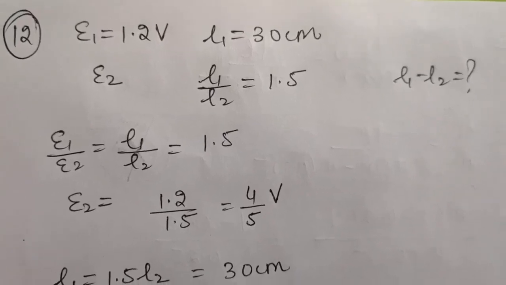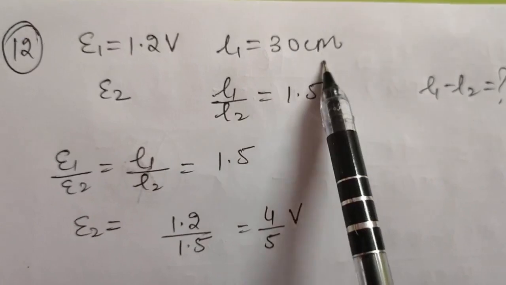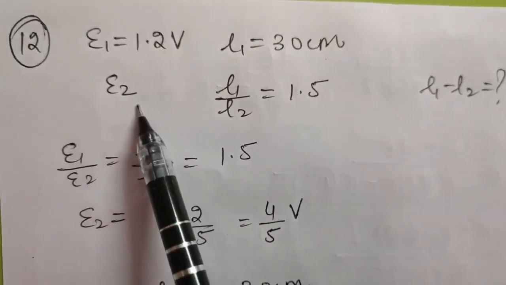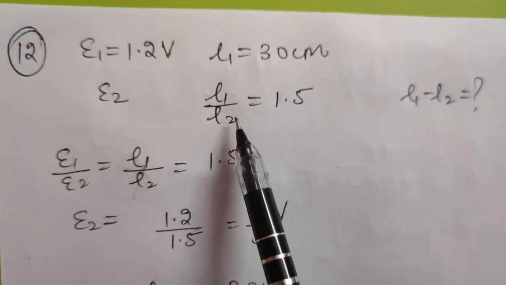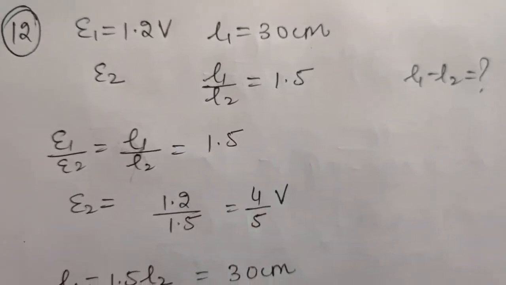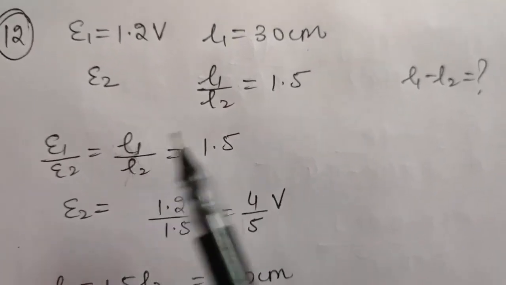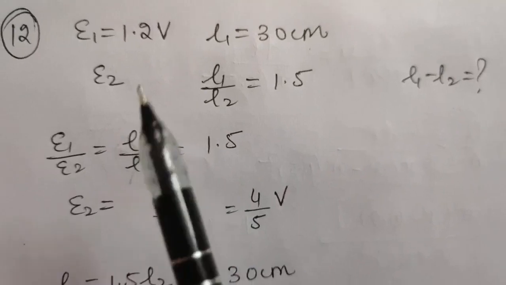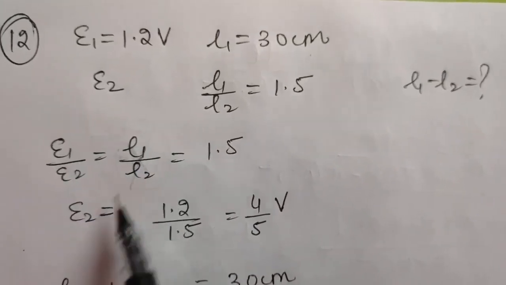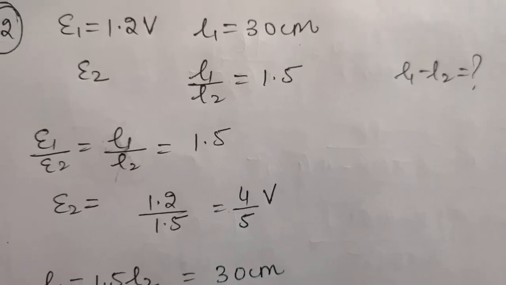Okay, next is question number 12. It says for a cell of EMF 1.2 volt, you have a balance point at 30 centimeter. When a different cell is used, the ratio of the balance point length is 1.5. Then you have to calculate the difference in balance point for both the cells. Okay, so although EMF is not asked, but if it is asked, you can easily use this formula and you can calculate the value of E2. But here difference between the balance point is asked.